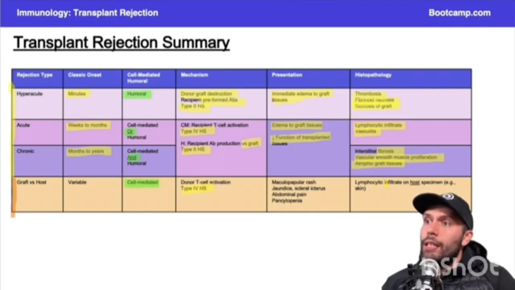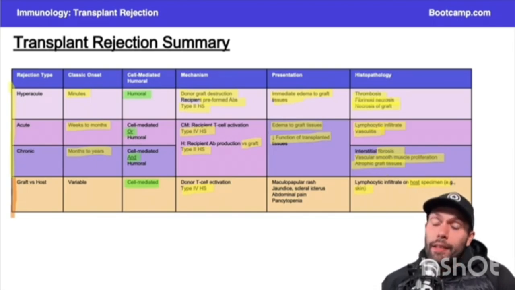Okay, and again, if you see lymphocytic infiltrate on the host specimen, right? If they do a biopsy of the skin, for example, that would be more classic for graft versus host disease. Again, where is the lymphocytic infiltrate? Is it in the graft itself, meaning that the graft is getting attacked, or is it in the recipient, right? Are the recipient's tissues getting attacked? So that's important to know.